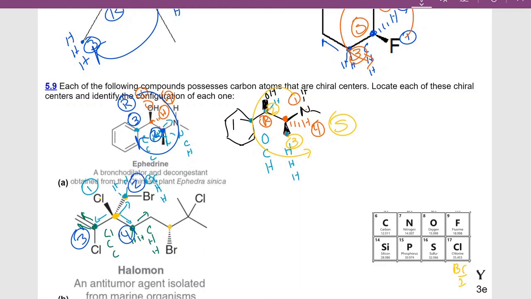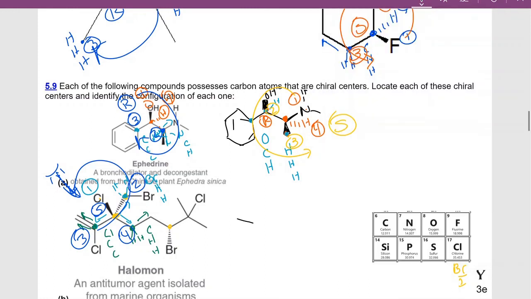Now this is difficult because we don't have it coming out or going away. The lower priority group is in the plane of the board. So let's pretend that our eye is over here and we're looking that way, down this carbon. So that means coming out we've got a 1, and then we've got 2 and 3 going counterclockwise. If you don't believe me, make a model of this. So that molecule is S. That goes counterclockwise.